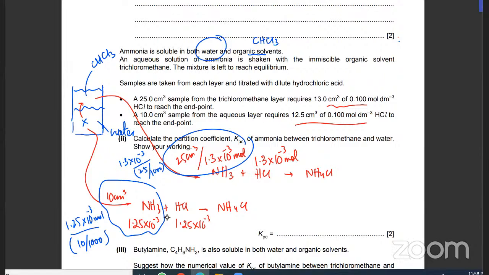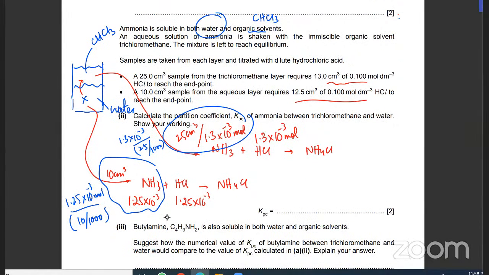So what do we get for this? And you found the concentration. Let me make the whole expression. So what is KPC? KPC is between trichloromethane and water. So trichloromethane is going to be the numerator and water the denominator. It's going to be the concentration of ammonia in the trichloromethane layer divided by the concentration of ammonia in the aqueous layer. And we know the concentrations, so you divide the two together, and you'll get your answer.